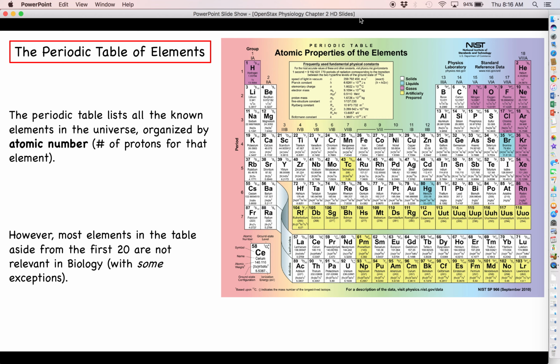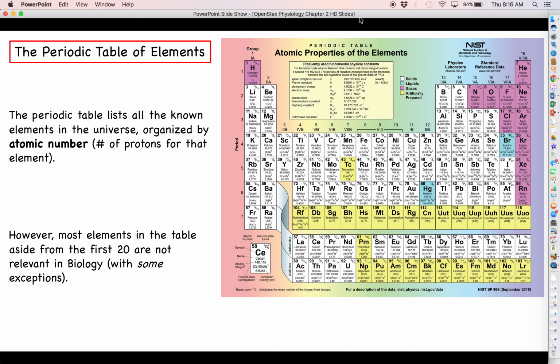So the periodic table is organized on the basis of elements and their atomic number. You'll notice in the far top left, hydrogen has an atomic number of 1. Then as you move to the right, you get to helium at 2. And then back to the next lower row on the left, lithium at 3, beryllium at 4, boron at 5, and so on and so forth.